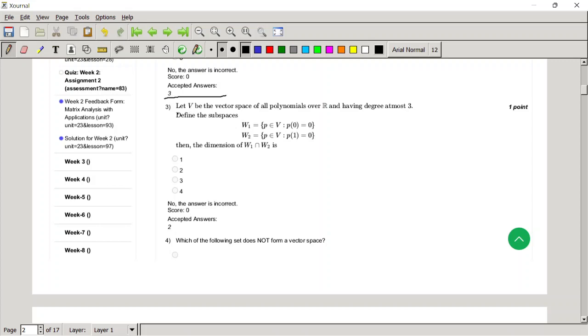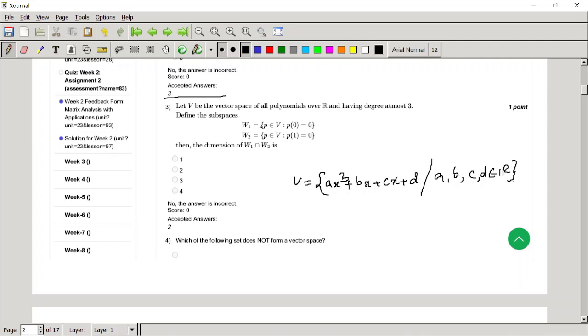It is given a vector space V of all polynomials having degree at most 3. That means the polynomials should be of the form ax cube plus bx square plus cx plus d, where a, b, c, d are real numbers. So this is the vector space given, and two subspaces W1 and W2 are given as follows.